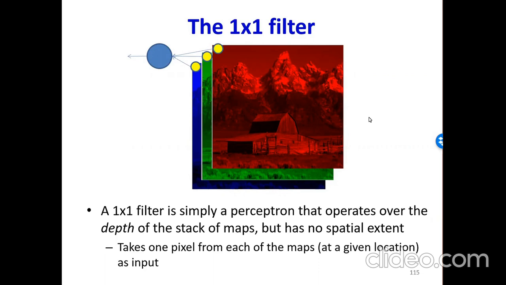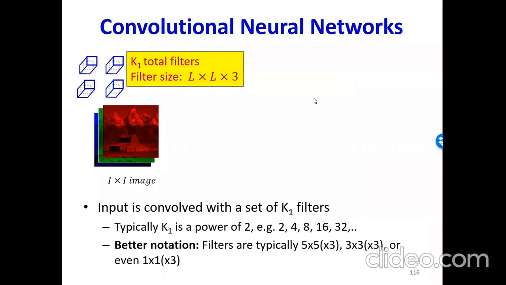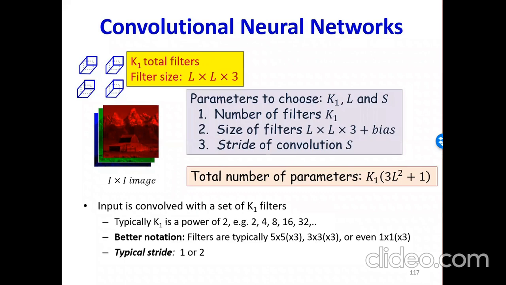Now, although I've been representing this filter as 5x5 or 3x3, the more appropriate representation is 5x5x3 because this input is 3 deep, or 3x3x3, or 1x1x3, right? So here are all the parameters you'd have to choose for the first layer of your network, which is the number of filters K1. As I mentioned just now, K1 is generally taken to be a power of 2. The size of the face, which will be small, like 1, 3, or 5. And also the stride, how much these filters are striding by. And now the total number of parameters: you have K1 filters. Each filter has 3 times L squared parameters and a bias. So the total number of parameters is K1 times (3L squared plus 1).